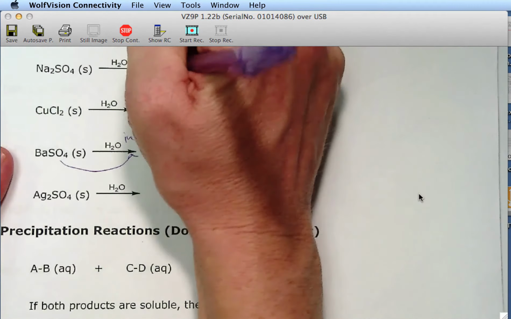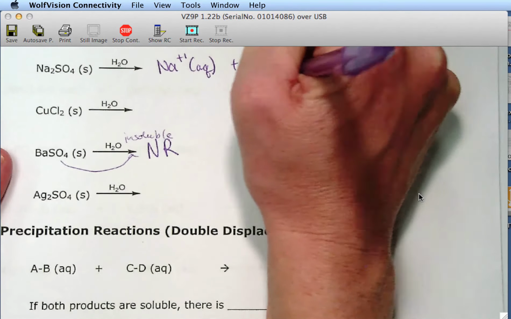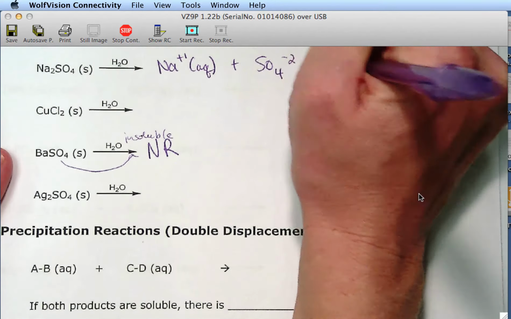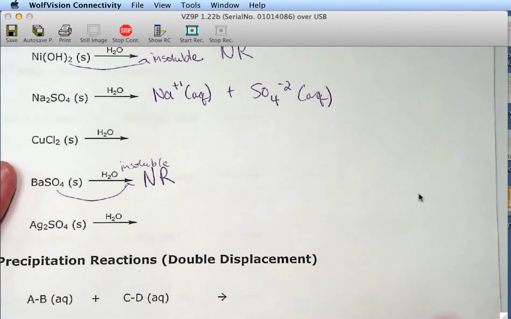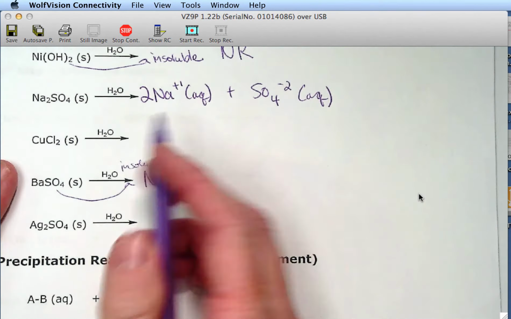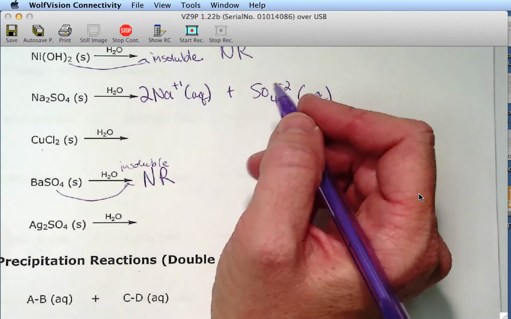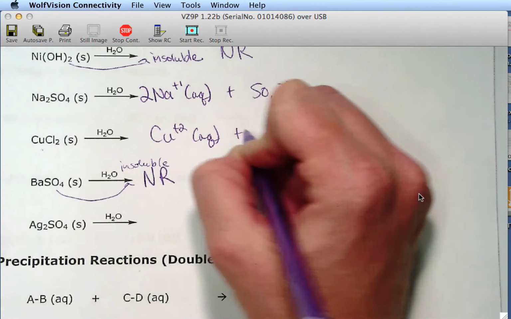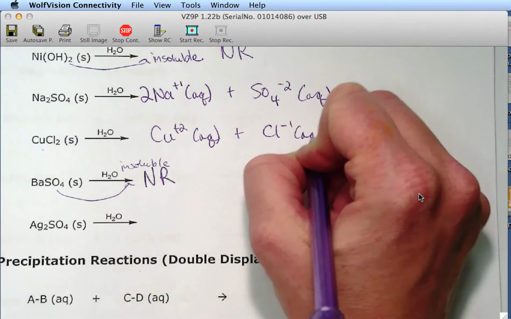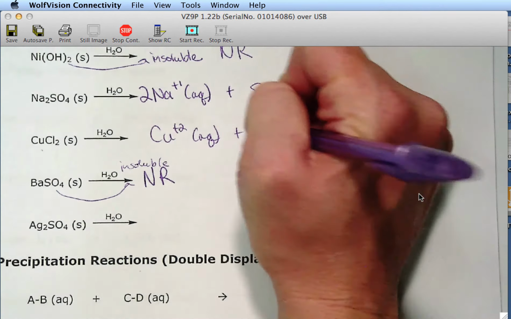So we would have Na+1 (aq), SO4 -2 (aq). Is it balanced? Put a 2 in front of the sodium. Excellent. 2 in front of the sodium. All right, this next one. What's the charge on copper? Copper +2 (aq) plus Cl -1 (aq). Is it balanced? Put 2 in front of Cl. Good.